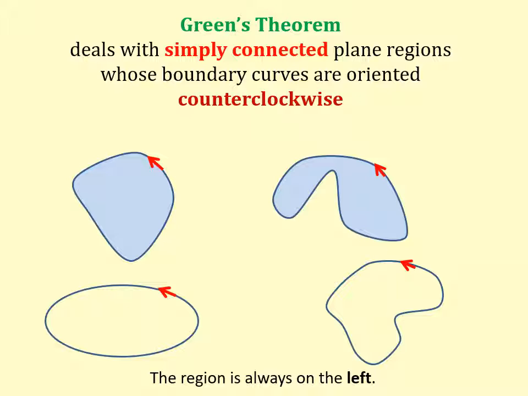If we have a region like this first one, then we would be going counterclockwise. And if you put an arrow on here in the direction we're traveling on the curve, the interior region, the simply connected region that we're talking about using in Green's theorem, would be on the left.